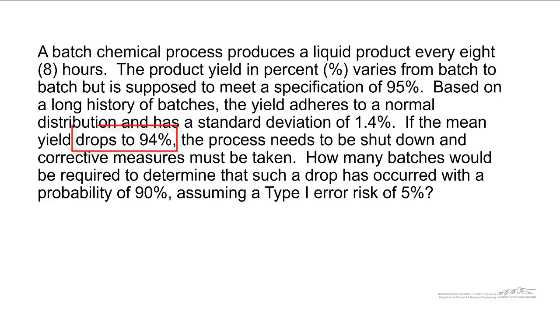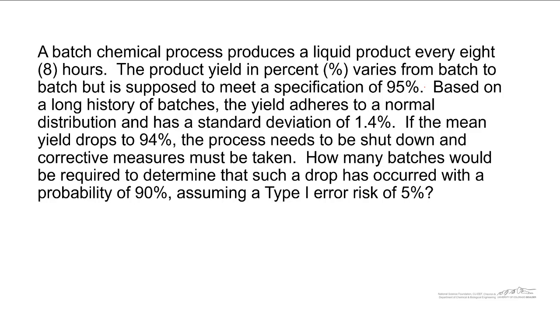If the mean yield drops to 94%, the process needs to be shut down and corrective measures must be taken. And so this shift in mean from 95% to 94% is really important. And if that happens, then the company needs to shut the process down and make corrective actions.